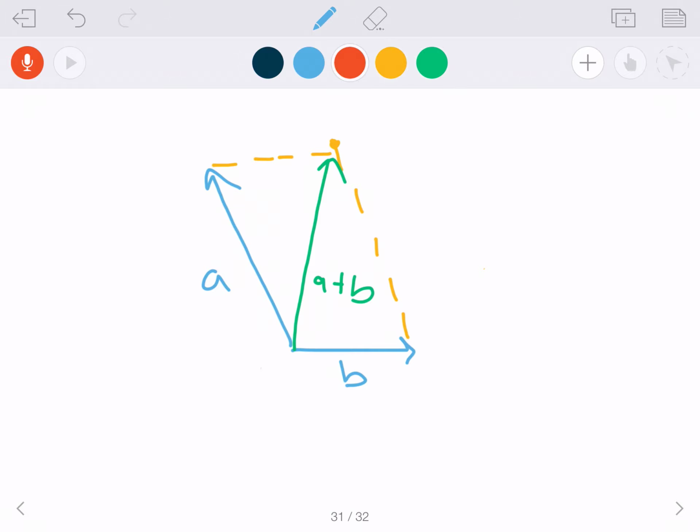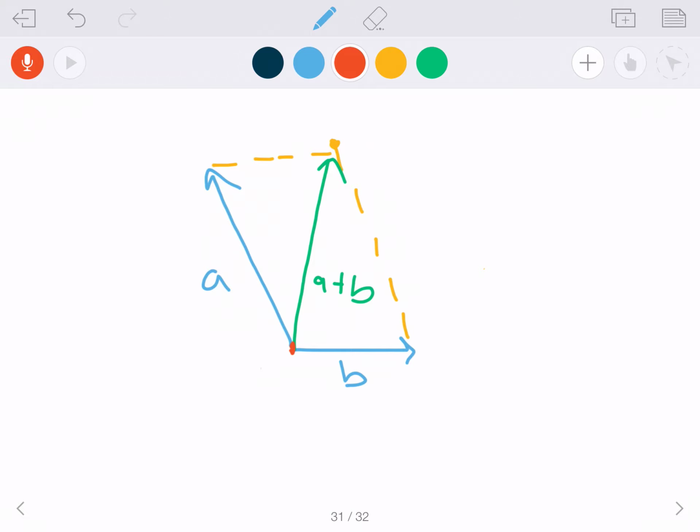What if instead we have shared initial points? We can see that right there where I'm highlighting that in red. If the initial points are the same, in that case, we can't use the triangle method, but we can use what's known as the parallelogram method. And this is what it says.